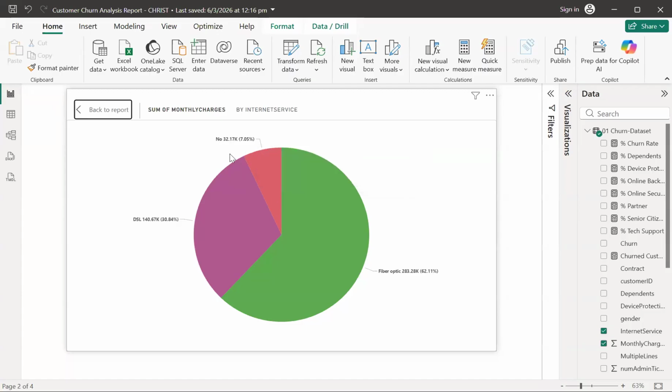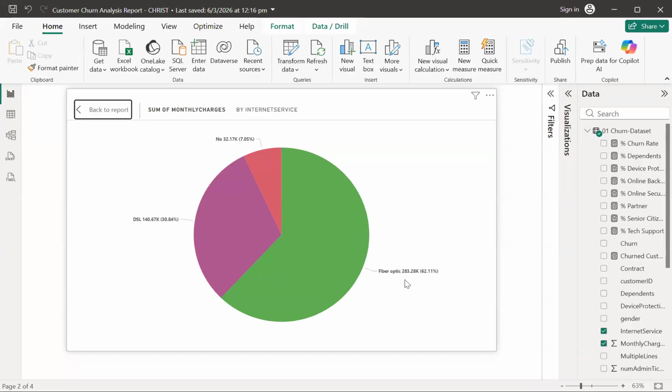Now you can see, guys, if you look at these numbers over here for the DSL internet service, the customers who are using DSL internet service, their total monthly charges are 140.6 thousand. Whereas the customers who are using fiber optic internet service, their total monthly charges are 283.2 thousand.